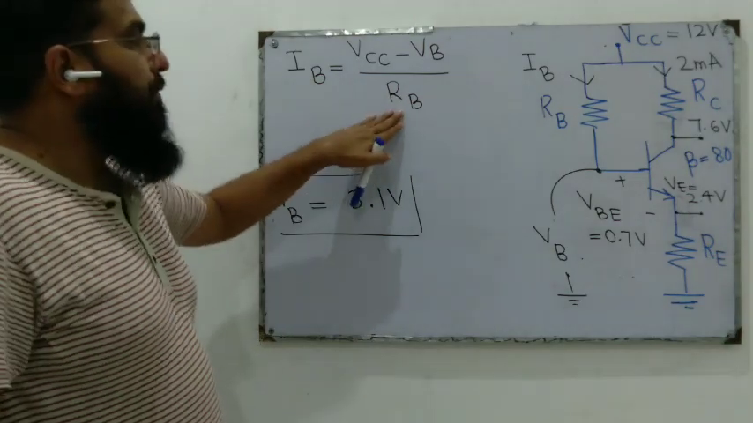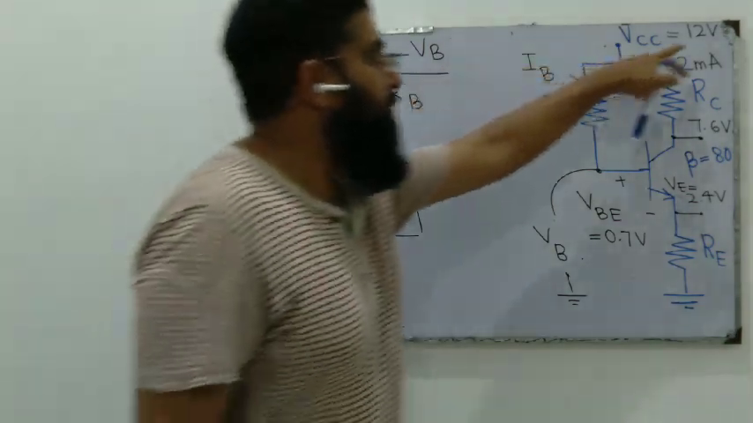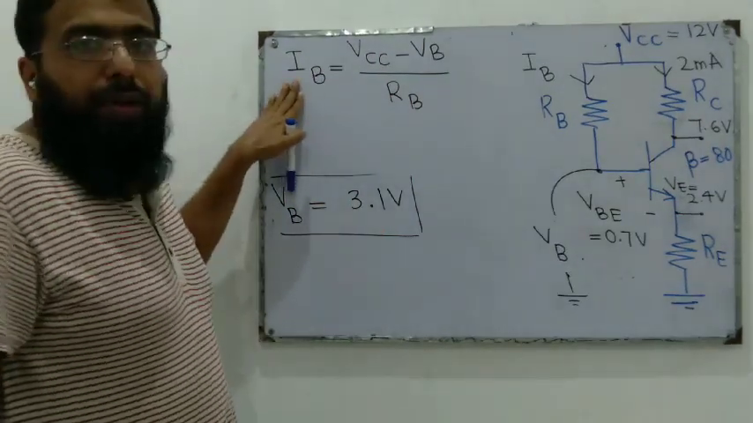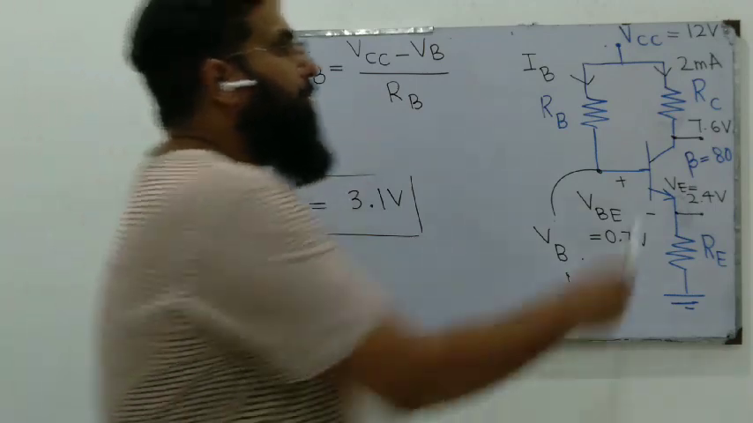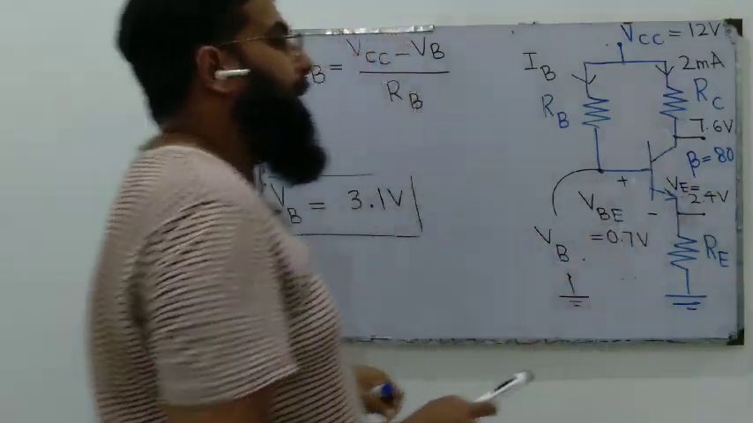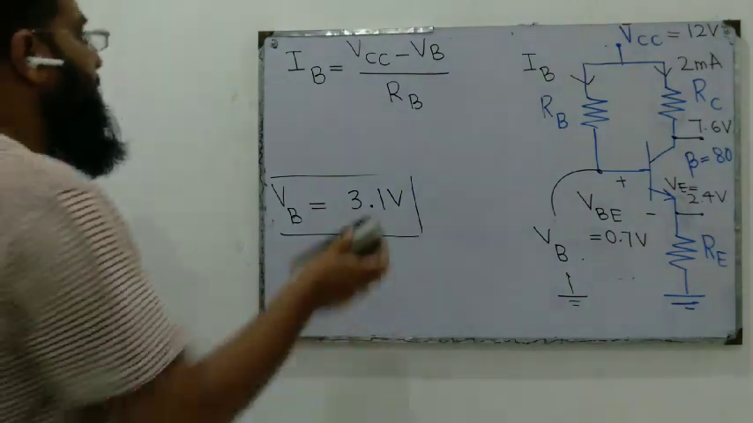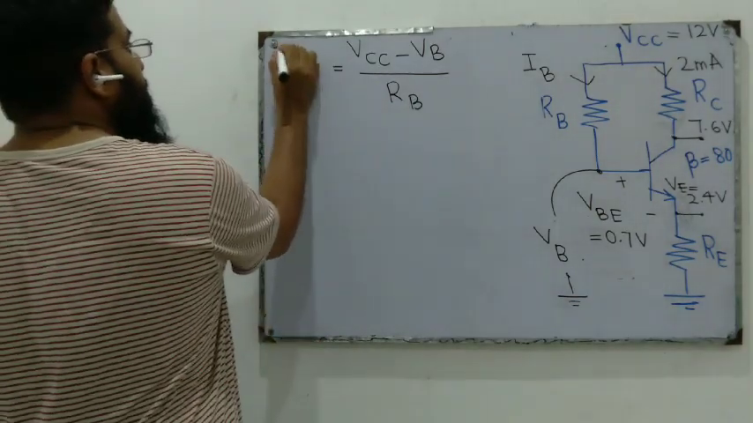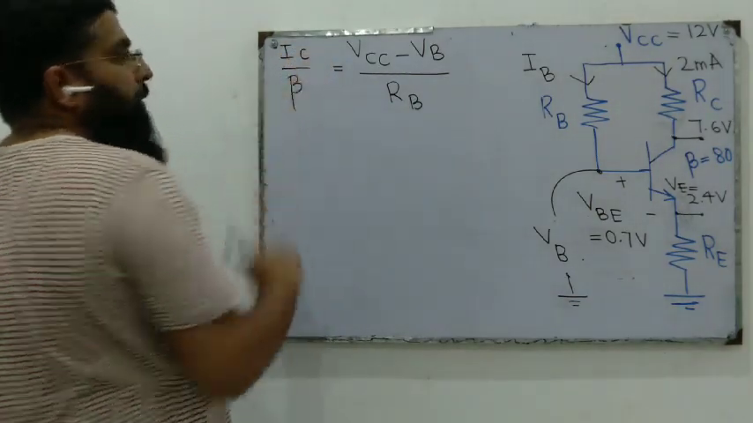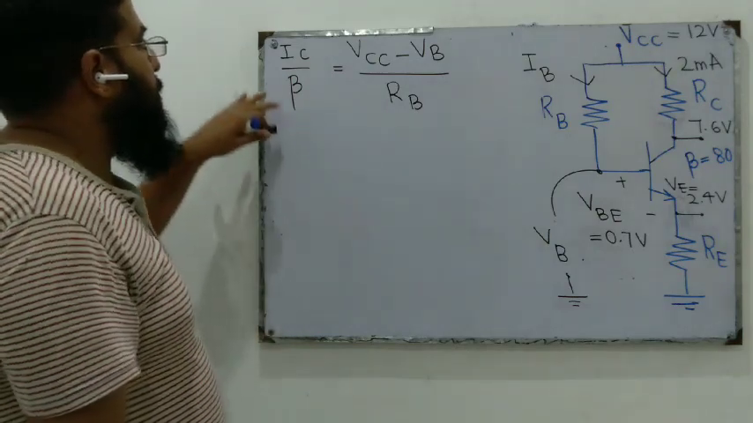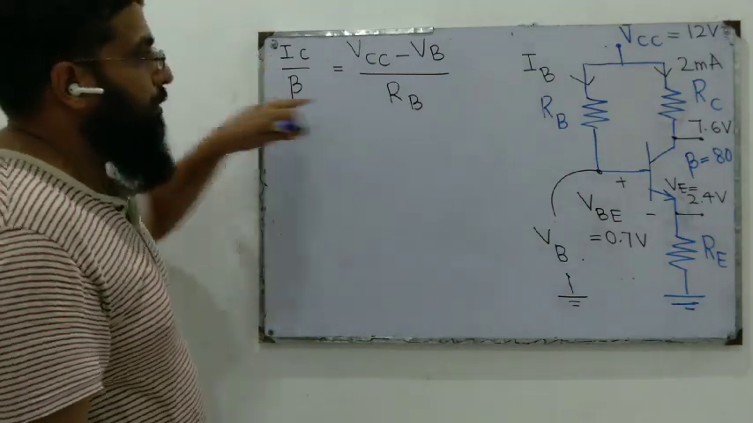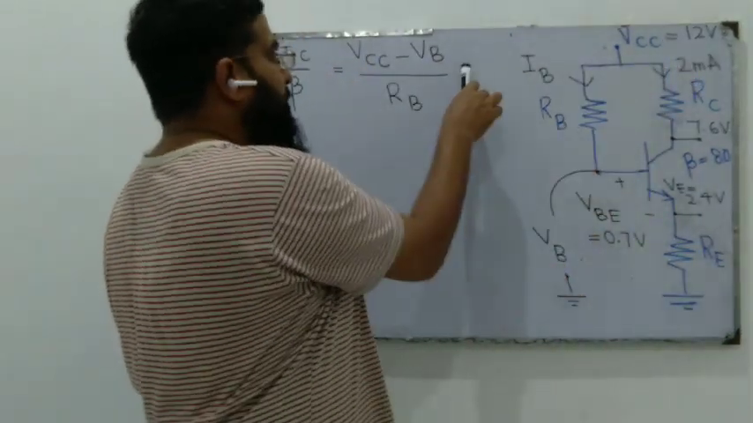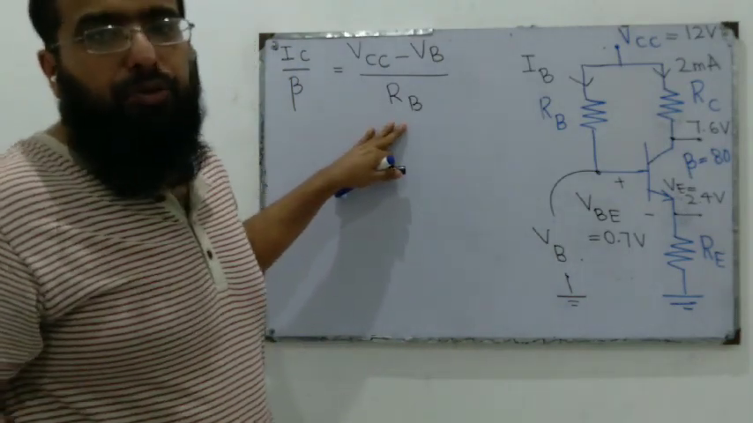In this equation, we don't know RB. We know VCC, it's 12 volts, and we know VB, we have just calculated, this is 3.1 volts. We don't know IB, but we can straight away calculate IB because we know IC is 2 milliampere. If you divide it by beta, it becomes IB. So IB can be written as IC over beta, because IC is beta times IB. So now we know IC, it's 2 milliampere, beta is 80, VCC is 12 volts, and VB is 3.1 volts. So in this equation there is only one unknown.